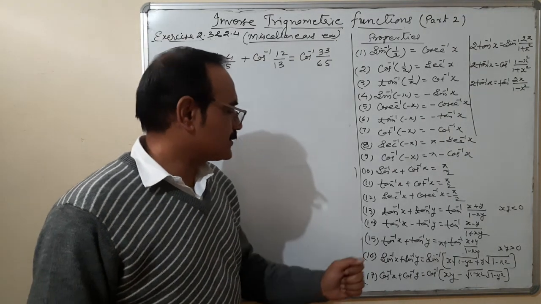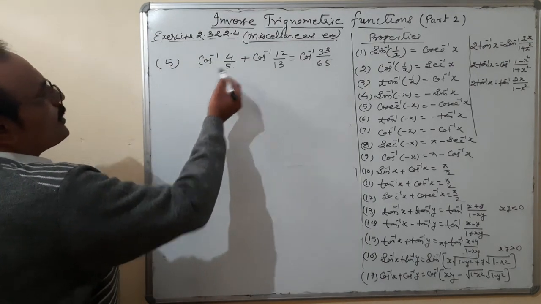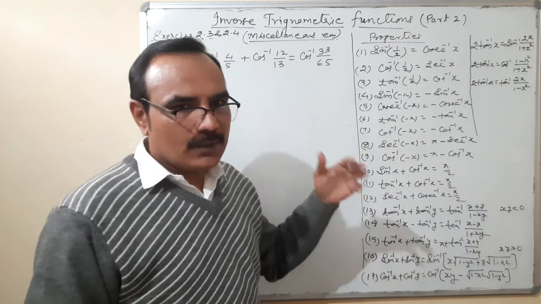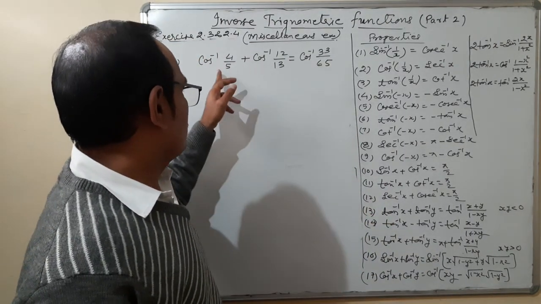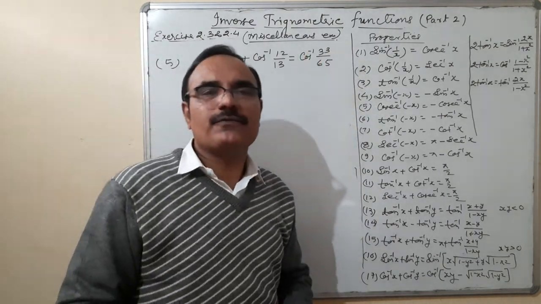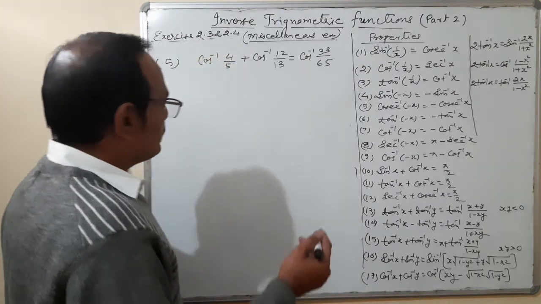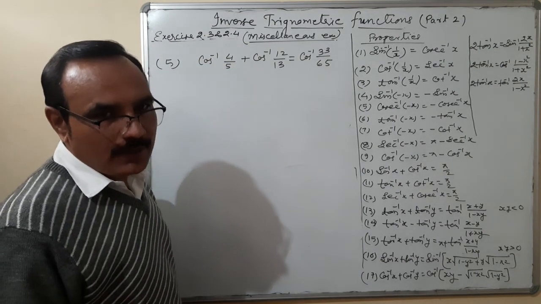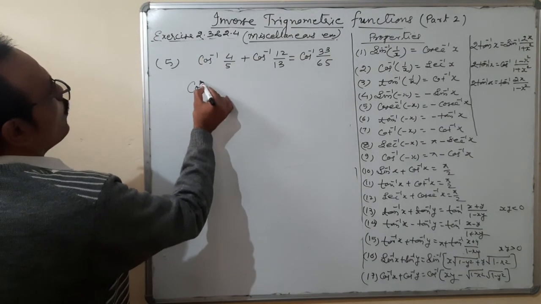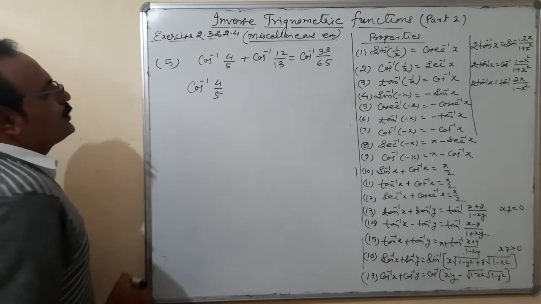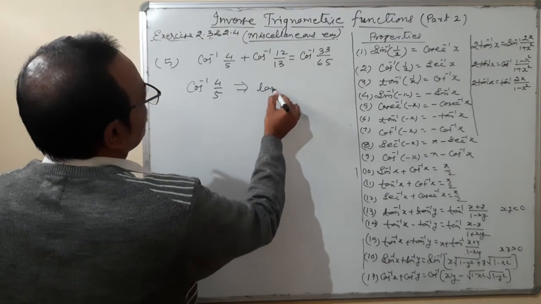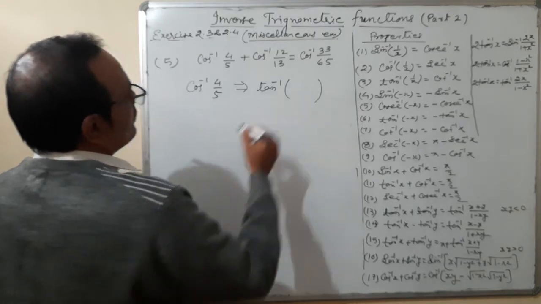For these type of questions, for cos inverse 4 upon 5, I am converting both the terms into the form of tan. So this is tan inverse x plus tan inverse y is equal to, this will also be converted into the form of tan. Let me tell you what is the procedure of converting into the form of tan. Cos inverse 4 upon 5 you have, and you want to write this cos inverse 4 upon 5 into the form of tan inverse something. What to write? Tan inverse in the form of ratio.